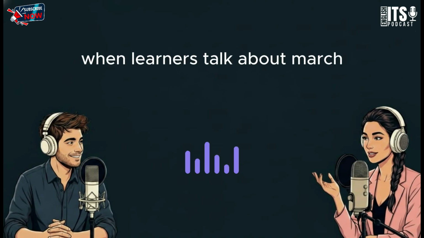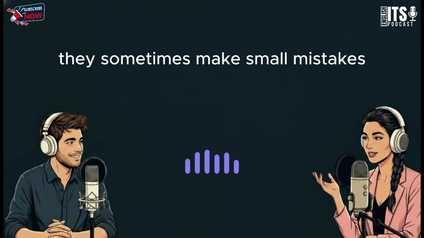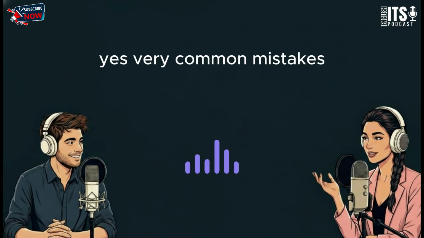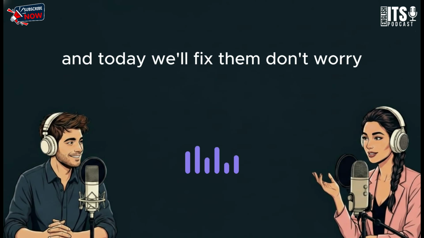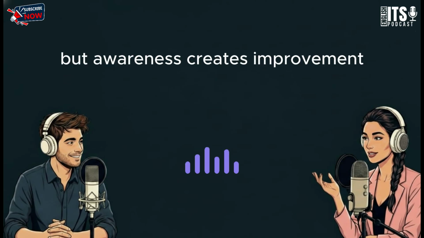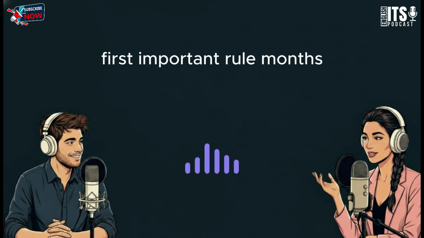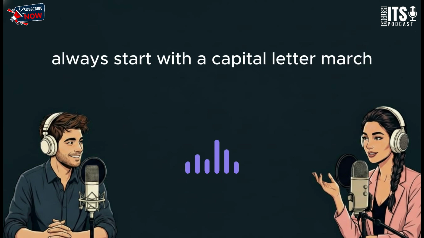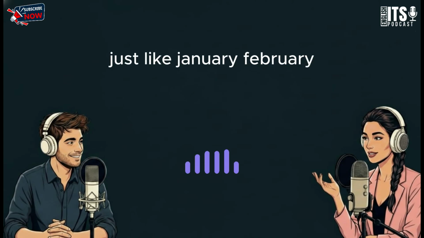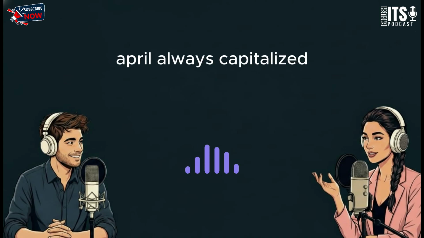And you know, Mary, when learners talk about March, they sometimes make small mistakes. Yes, very common mistakes, and today we'll fix them. Don't worry, mistakes are part of learning, but awareness creates improvement. First important rule: months always start with a capital letter. March, not march. Correct. Just like January, February, April, always capitalized.